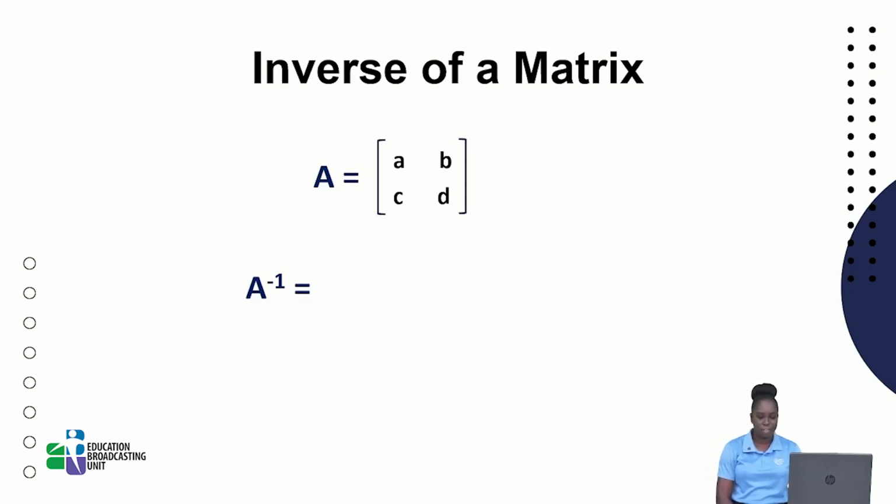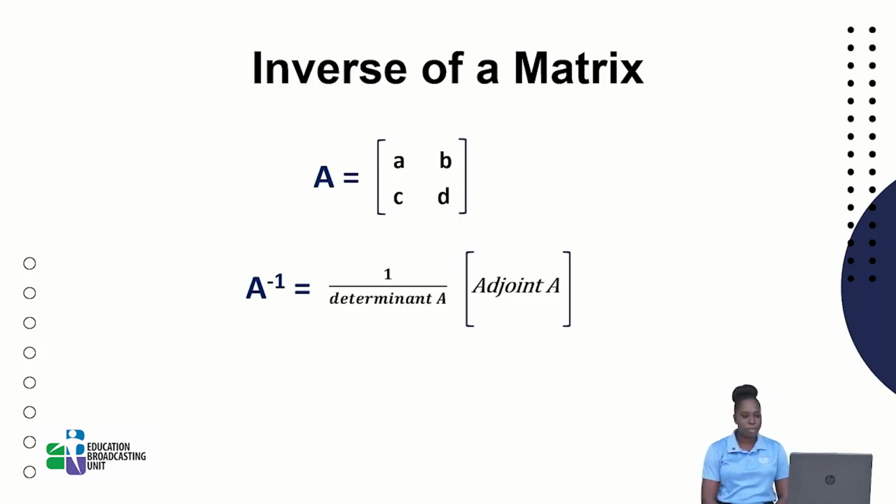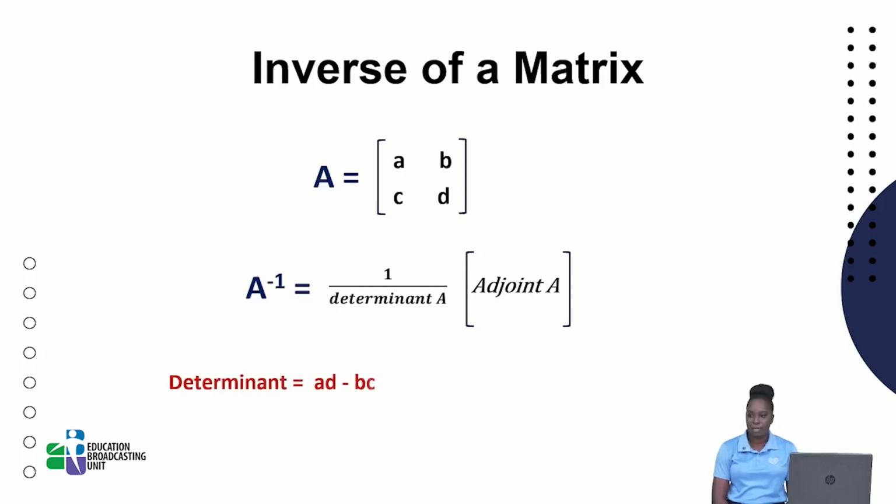It's read A inverse. And this is equal to 1 over the determinant of the matrix times the adjoint of the matrix. But what is the determinant and what is the adjoint? The determinant is found by multiplying A times D minus B times C. And so if you notice, the letters correspond with the different positions of the matrix.